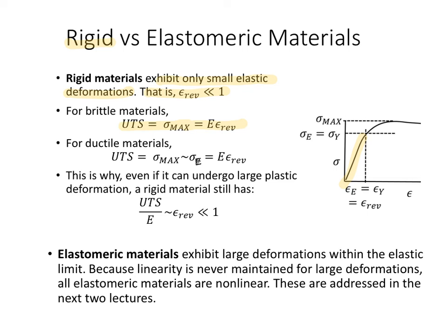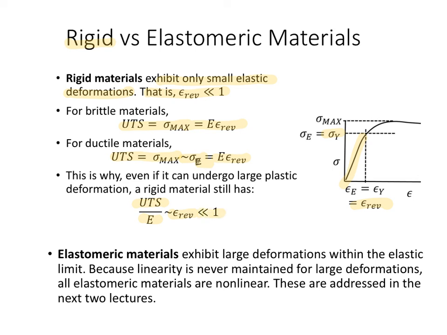Now, within the ductile materials, the ultimate tensile stress, which is still the stress at the elastic limit, is approximately equal to the Young's modulus times the reversible strain, because it's completely linear within this region. So we see that for both types of these materials, if we divide the ultimate tensile stress by the Young's modulus, we get approximately the reversible strain, which, as we noted above, was much less than 1.